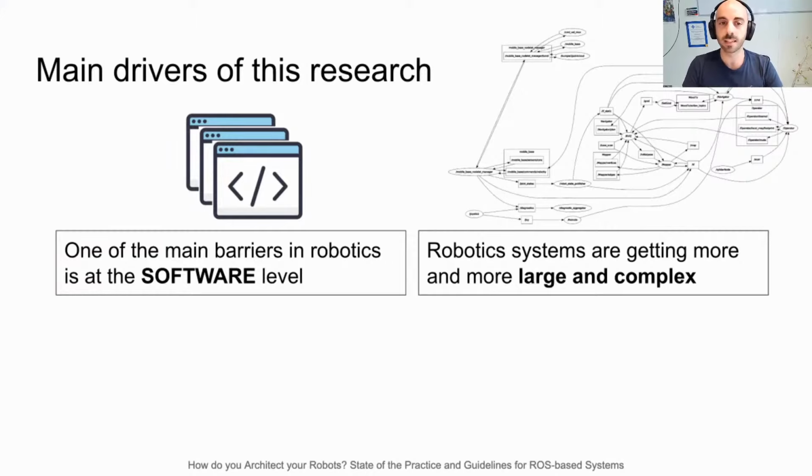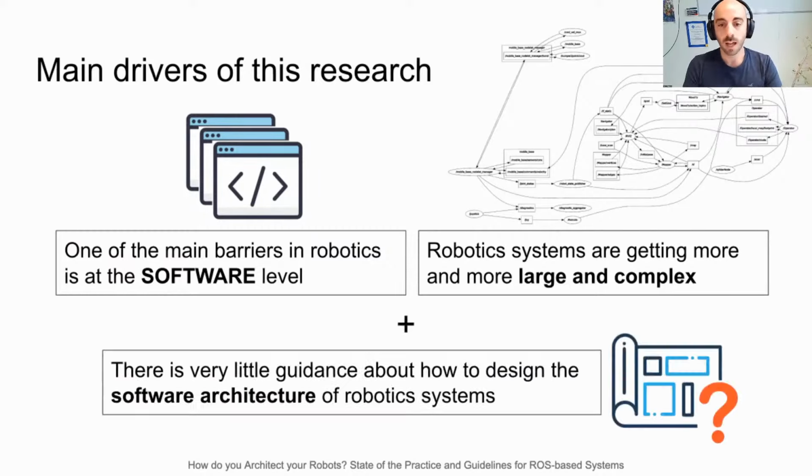So now we can see that if software is very important and the system is becoming very large and very complex, this means that at some point we will need some reasoning at the architectural level. However, what is happening now is that there is very little guidance about how to design robotic systems at the architectural level. So this means that building a robotic system is still a kind of, let's say, craft type of activity.